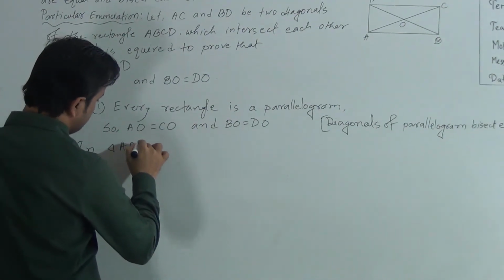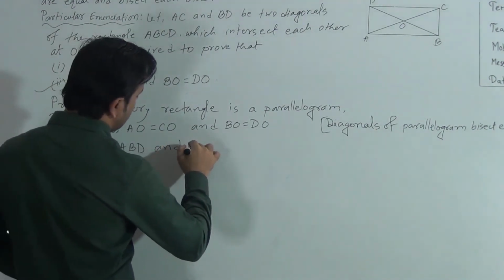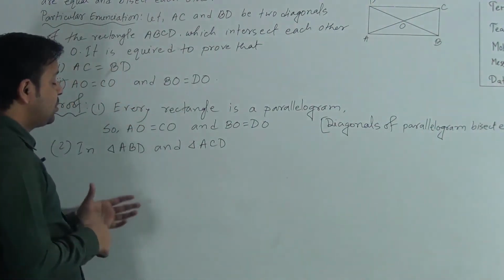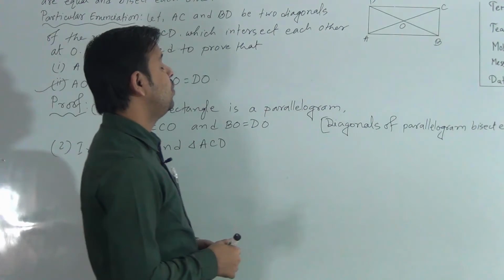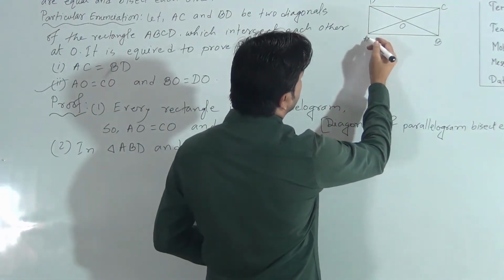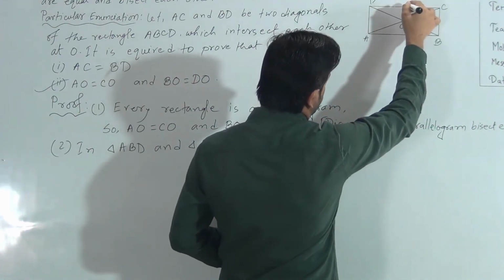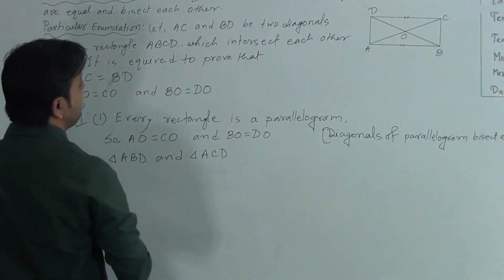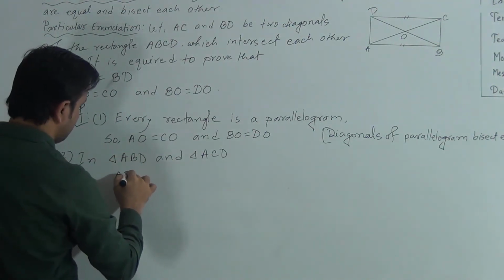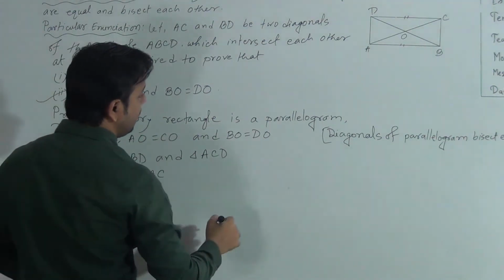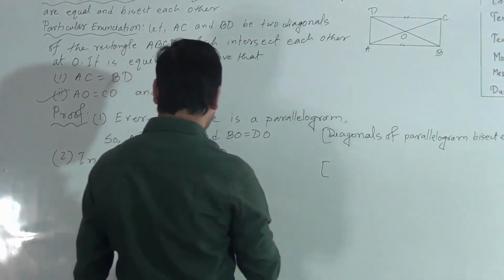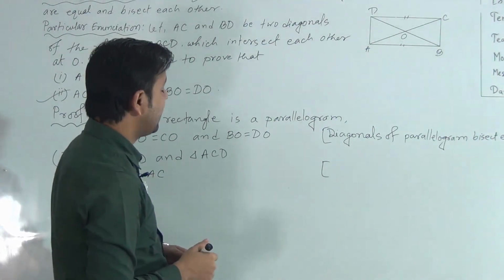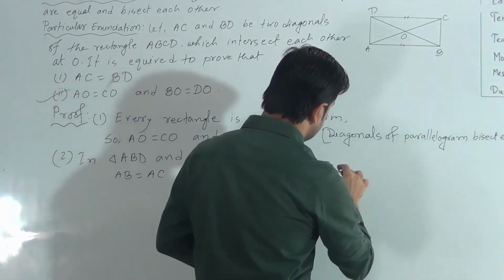Triangle ABD and triangle ACD. If we consider these two triangles, what we will get? AB equal to CD. What is the reason? The reason is the opposite sides of a rectangle are equal.